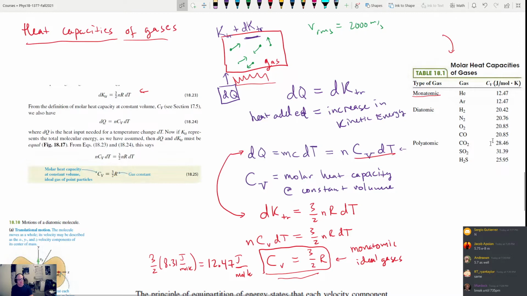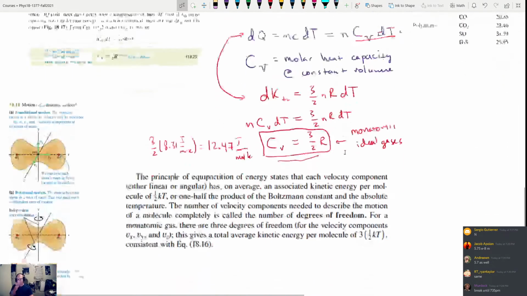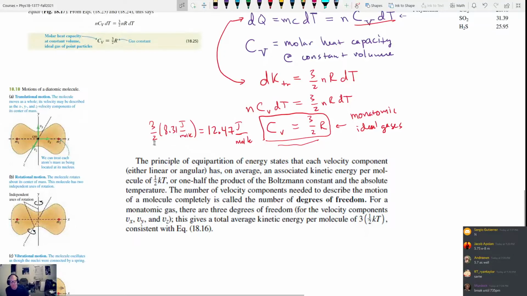Maybe there's a way that we could say that the CV is also equal to something here, and we can. It's going to be 5/2 R for these, and it's going to be 7/2 R for these, although these are less accurate. So where's that 5/2 coming from? All right, so this requires us to talk about what's called the equipartition of energy.